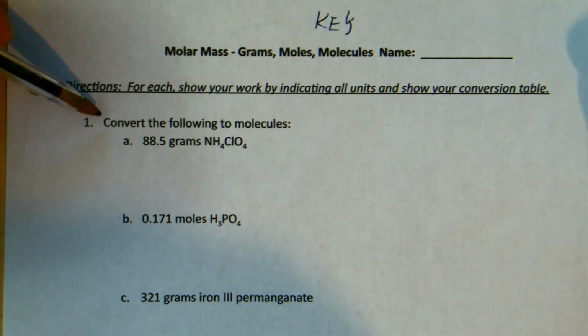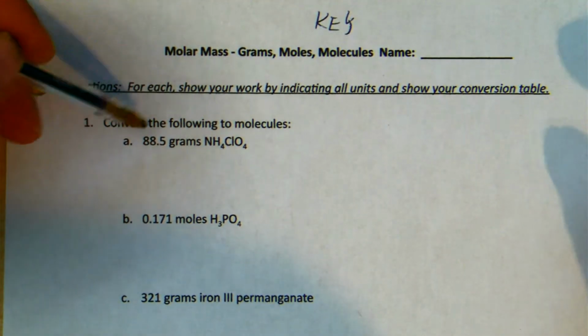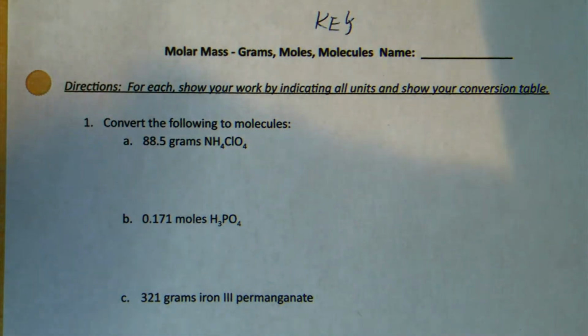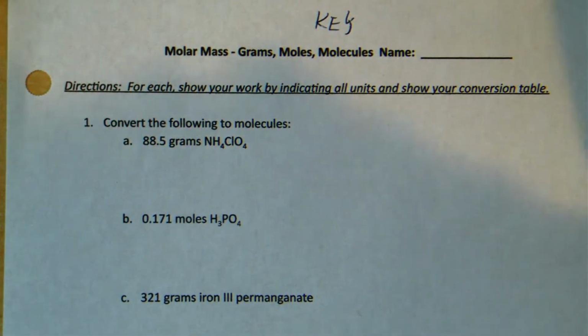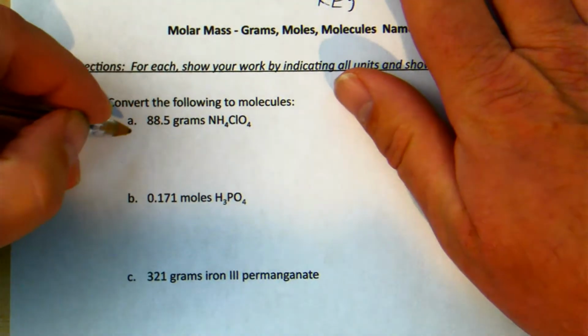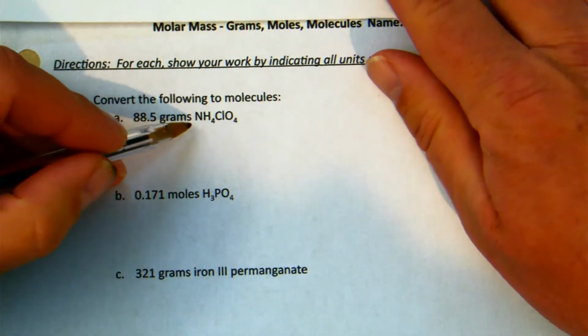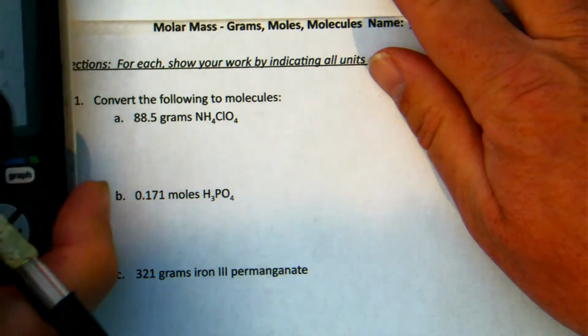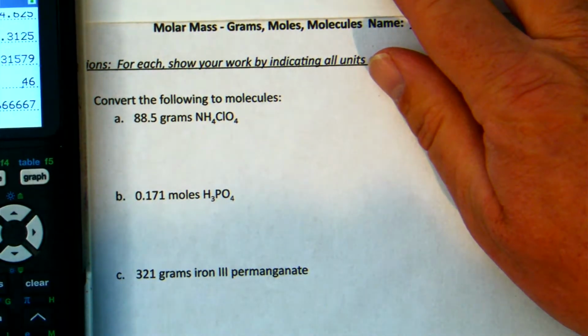Number 1, part A, convert the following to molecules. 88.5 grams of ammonium perchlorate, or whatever that's called. I don't even care what it's called anymore. What I care about is the gram formula mass for that. So first, we need to establish the gram formula mass for that substance. And I'm just going to go quickly on my calculator.